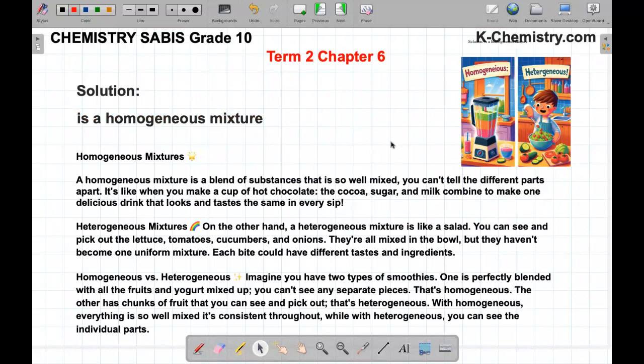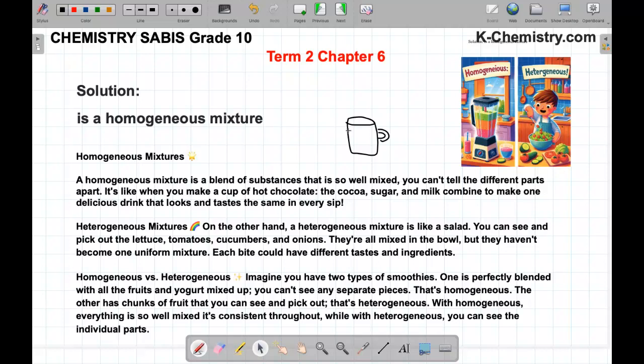So let's try to differentiate a little between the homogeneous and heterogeneous mixture. The homogeneous mixture is a blend of substances that's so well mixed you cannot tell the different parts apart. Like when you make a cup of hot chocolate, you get the milk, you put your cocoa, the sugar, and combine them into a delicious drink that looks and tastes the same in every sip. So you don't see one sip that has more chocolate than the other, or one sip that has more sugar than the other. They are all very well mixed.